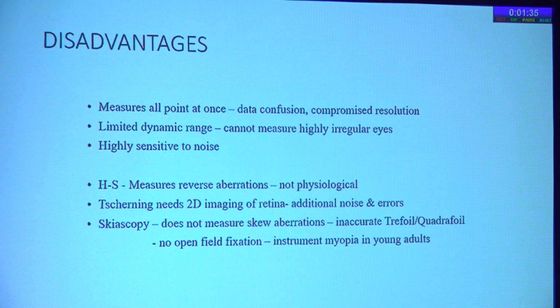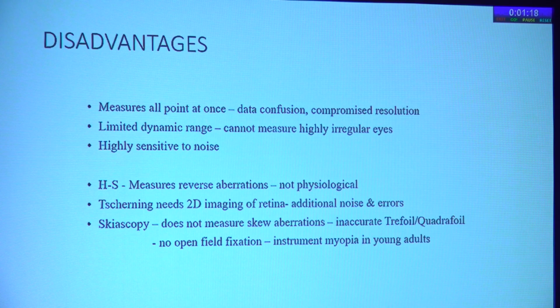So there is a lot of data confusion. There could be a compromised resolution. It has a limited dynamic range, so it cannot measure highly irregular surfaces, and it is highly sensitive to noise. Coming particularly to the Hartmann-Shack, it measures the reverse aberration, so it is considered to be non-physiological.